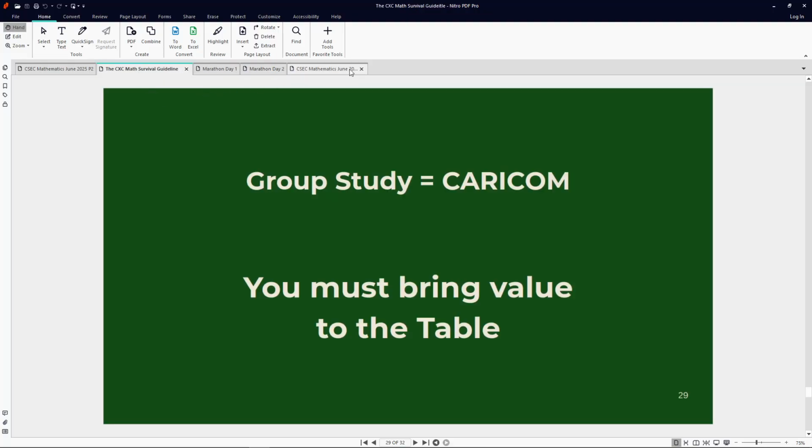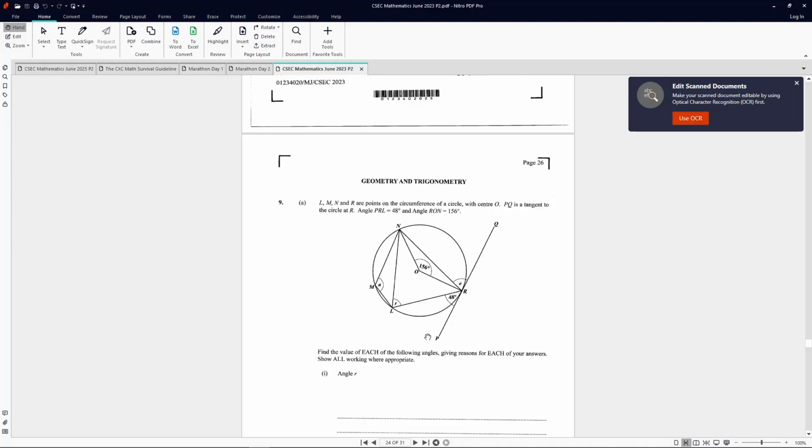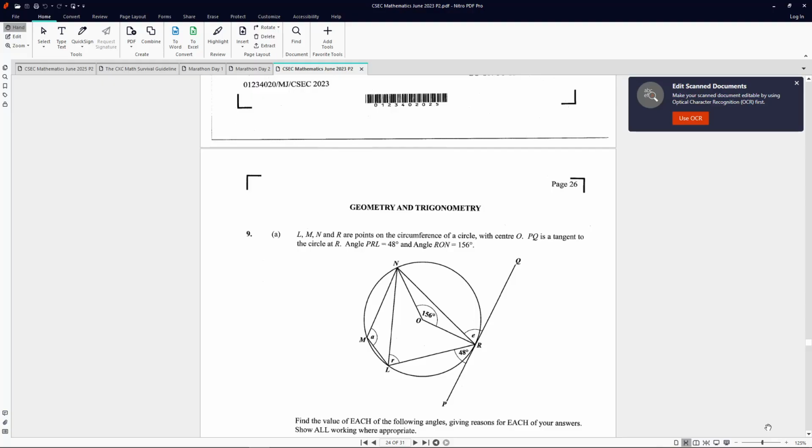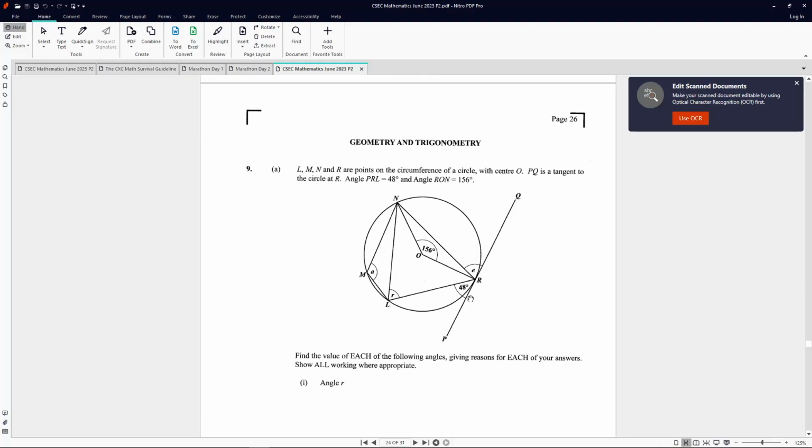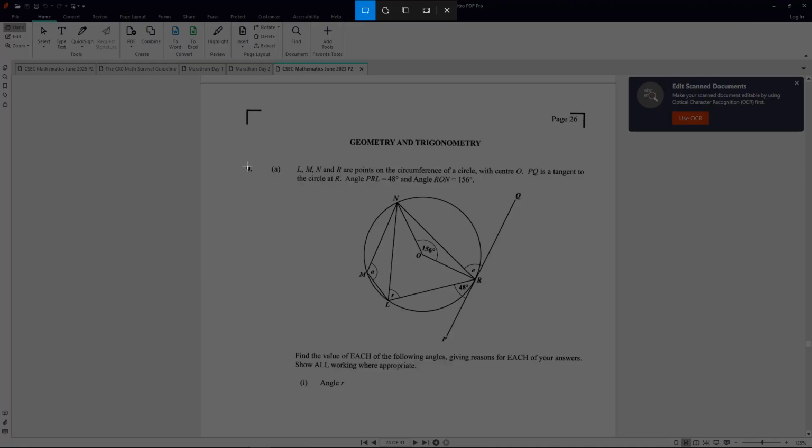Let's see what 2023 has in store for us. Alright. Pretty nice and easy question. Can't we all agree?